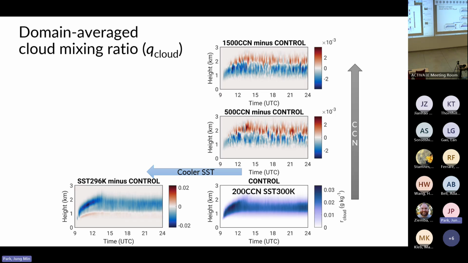And if you go in this direction with more CCN, this shows the difference between the sensitivity experiment and the control simulation, where a positive value means more cloud mixing ratio in the sensitivity simulation. As you can see here, with more CCN, more massive clouds are observed, particularly above 2 kilometers, as you can see in these red shadings, which is not surprising.